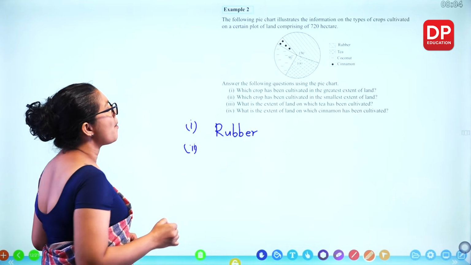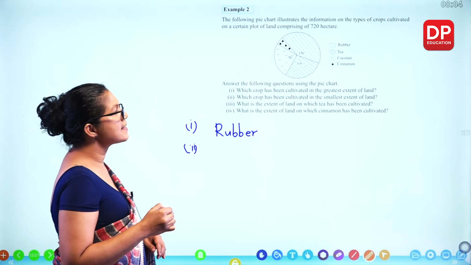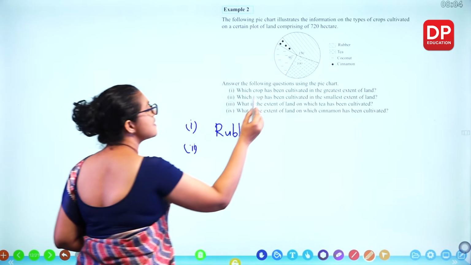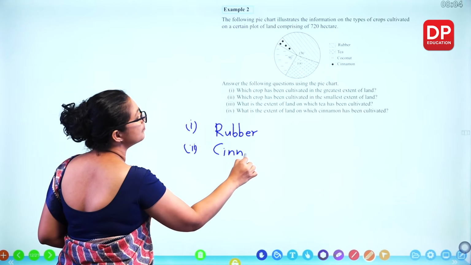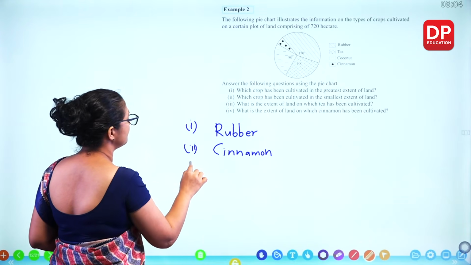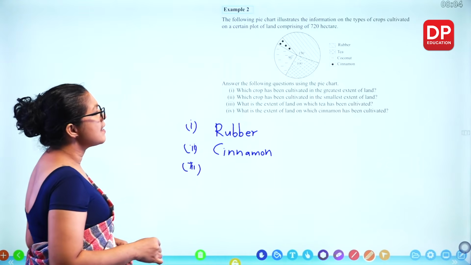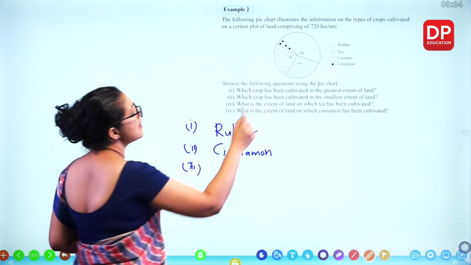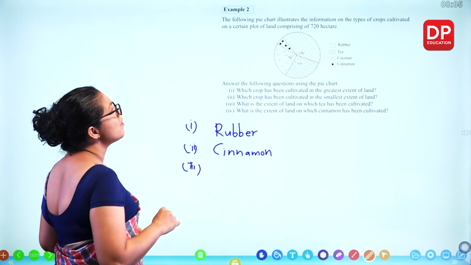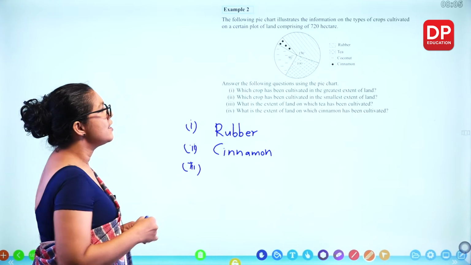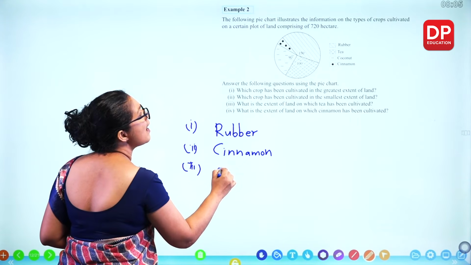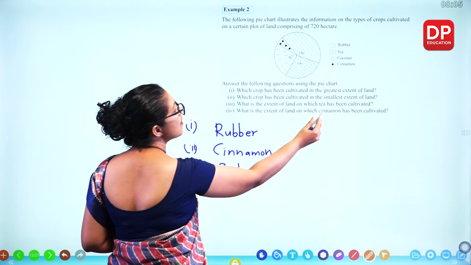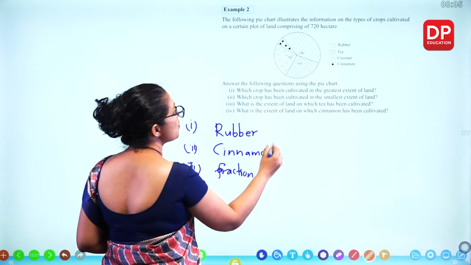Part 2, which crop has been cultivated in the smallest extent of land? This angle is the smallest, that's cinnamon. Third one, what is the extent of land on which tea has been cultivated? Tea means this part. We know altogether 720. So what's the fraction? Fraction for which one? Tea.